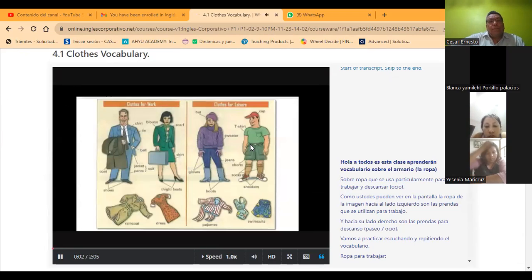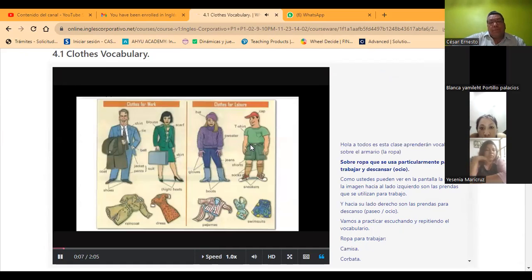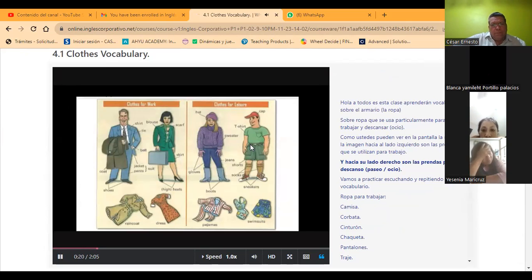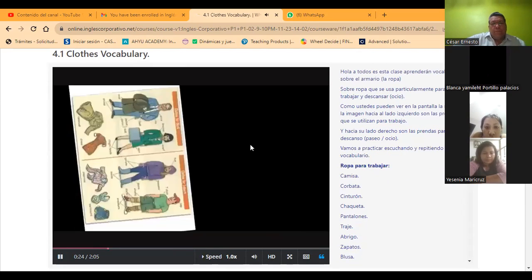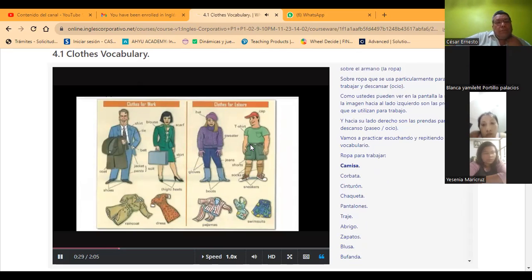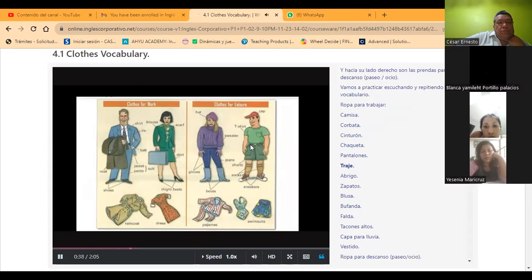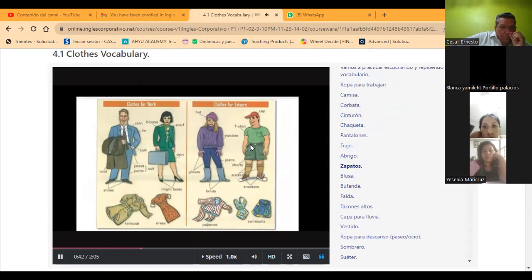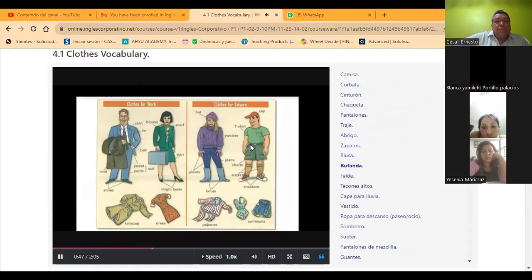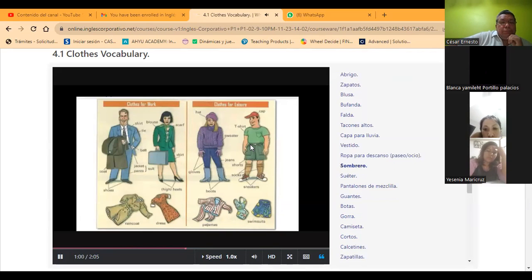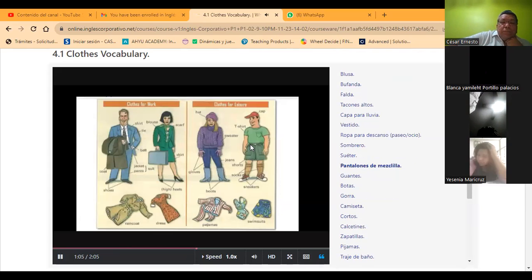Hi everyone. In this class you'll learn clothes vocabulary, particularly clothes which you wear for work and for leisure. As you can see on the screen, the clothes on the image towards the left hand side are for work, and the ones towards the right hand side are clothes for leisure. Let's practice by listening and repeating the vocabulary. Clothes for work. Shirt. Belt. Jacket. Pants. Suit. Coat. Shoes. Blouse. Scarf. Skirt. High heels. Raincoat. Dress. Clothes for leisure. Hat. Sweater. Gloves.